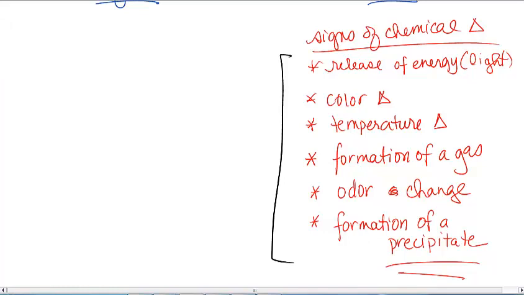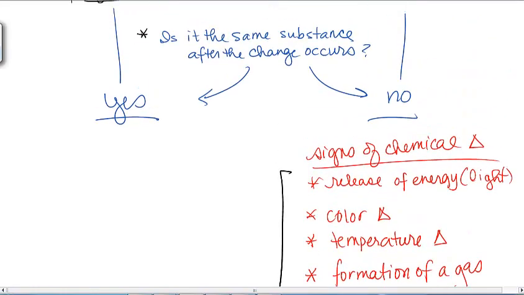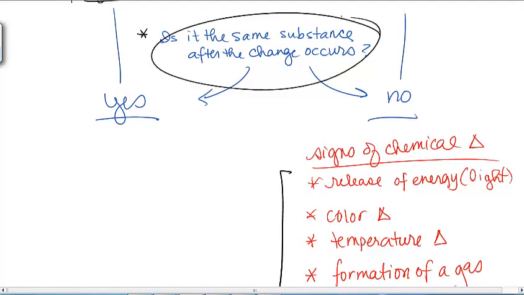You took blue water and yellow water and you poured it together and you got green water. Color change, physical change, right? No. Okay? So I just want you to be aware that you've got to always use these signs of a chemical change in the context of this question. Is it the same substance? So if you know something like it's water boiling, well, that's not going to be a chemical change.